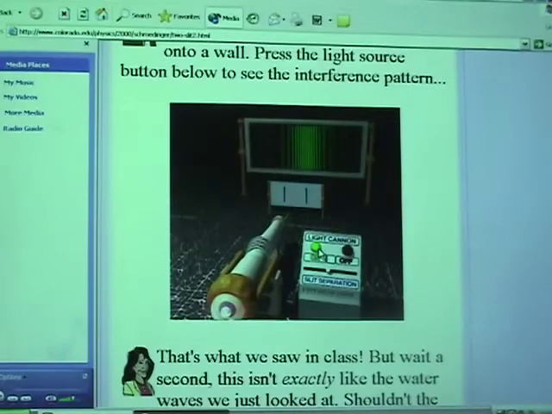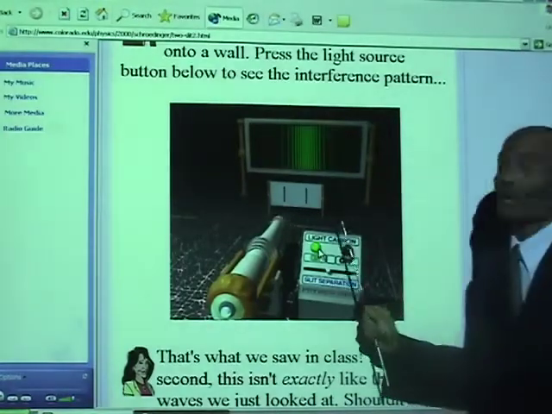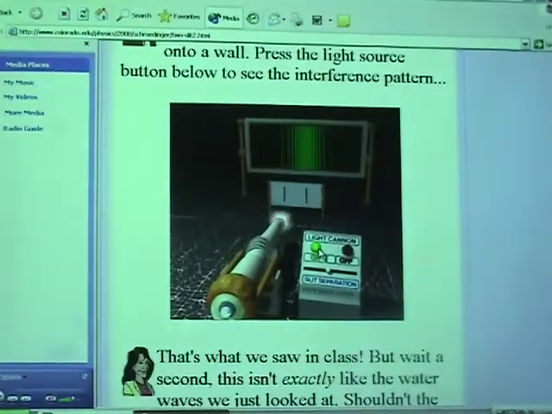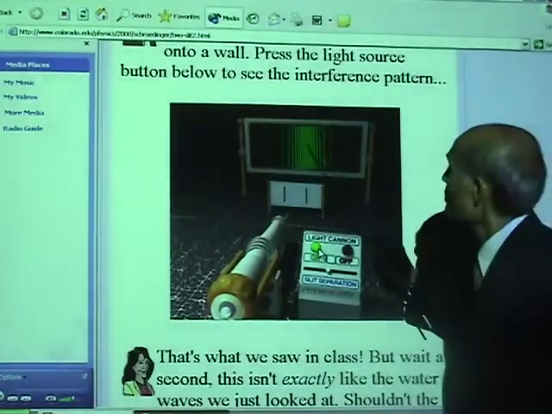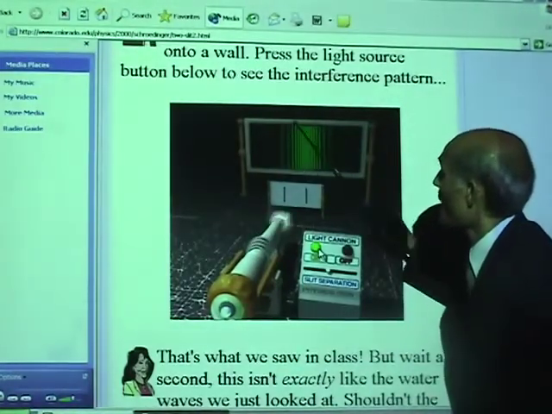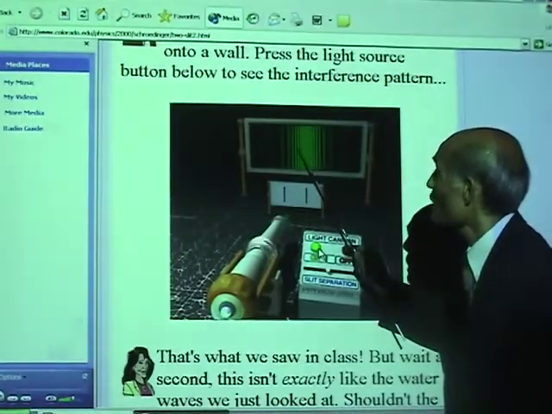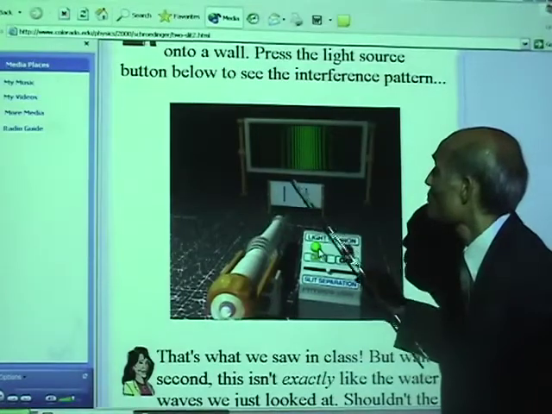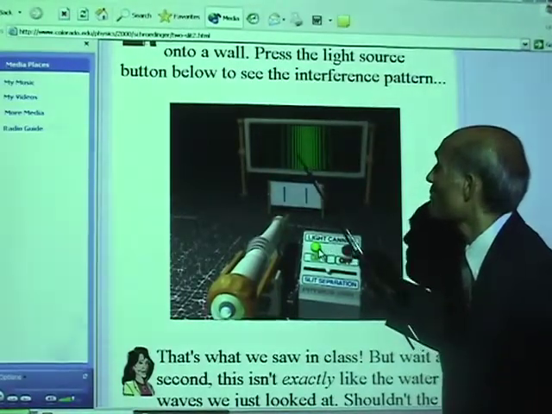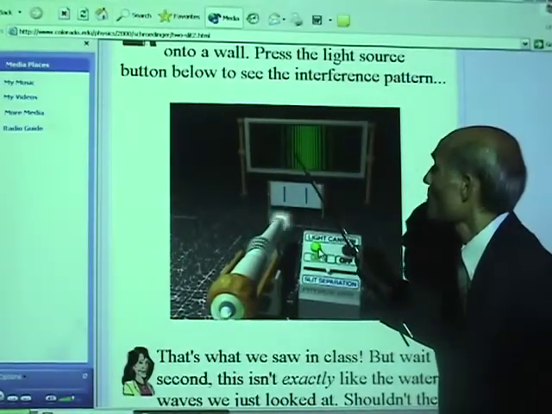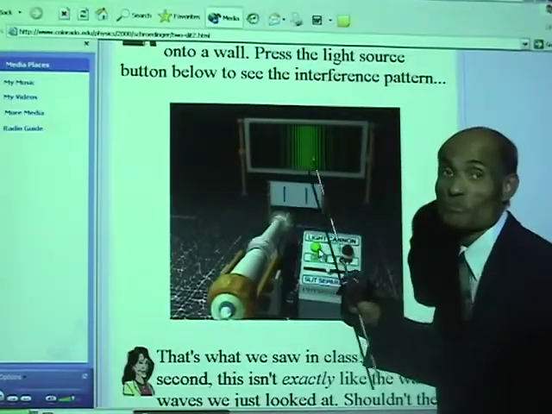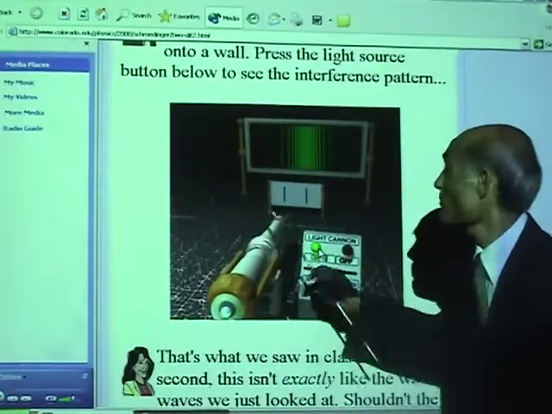And this is what actually Young observed. Now, look at that beautiful pattern you see there. I don't know whether it is going to be recorded properly. I'm hoping that it will. You got beautiful dark and bright bands. Now, a bright band is where the light from both these slits arrive in phase. A dark band is where light from both the slits arrive out of phase.